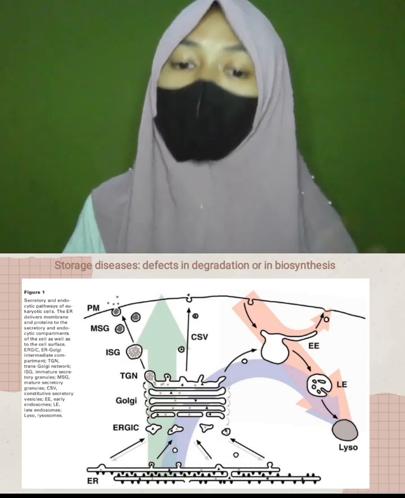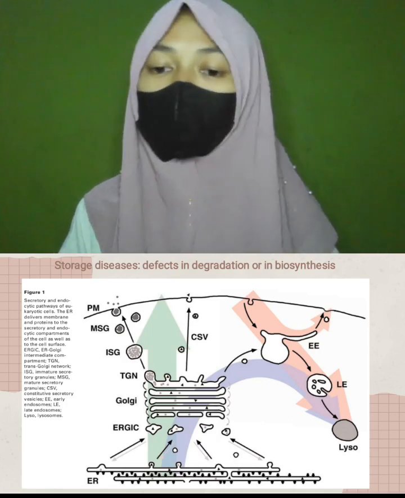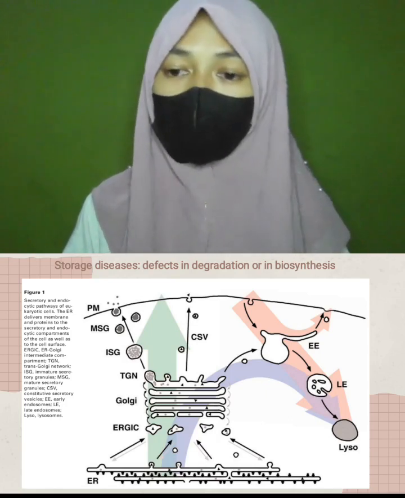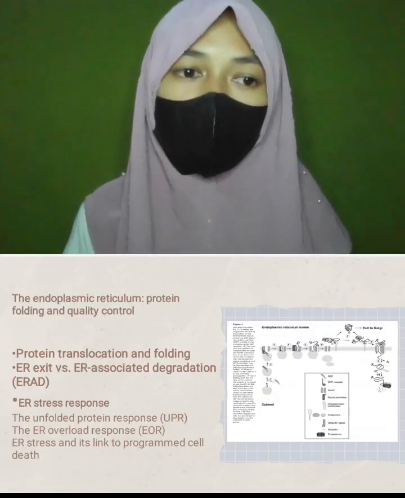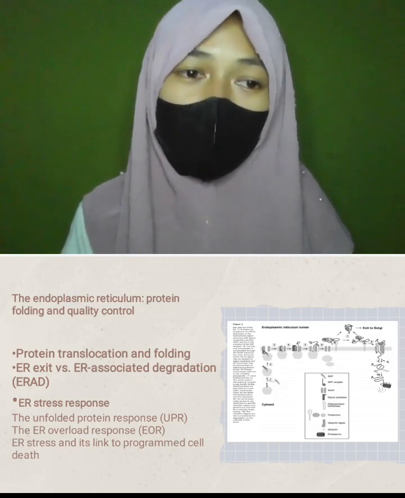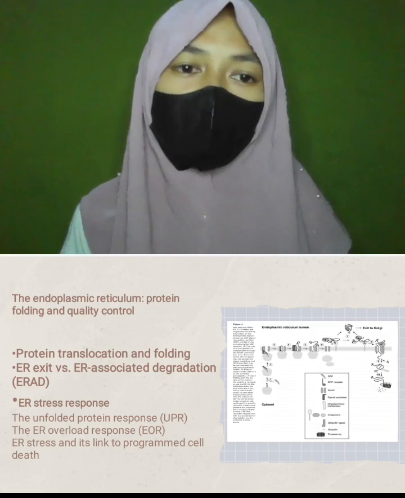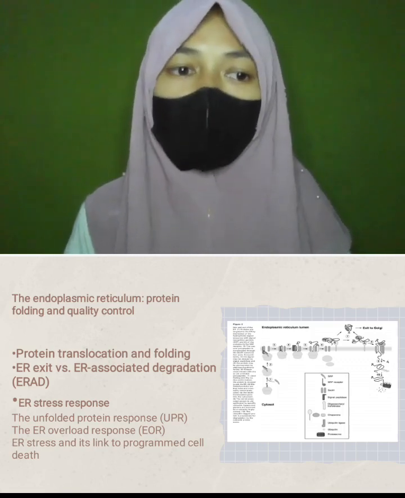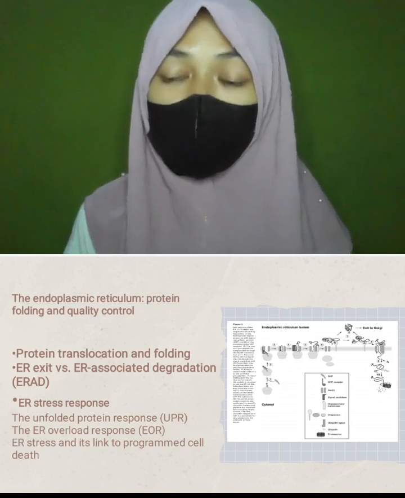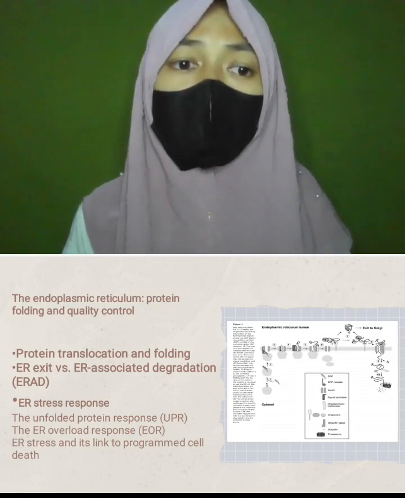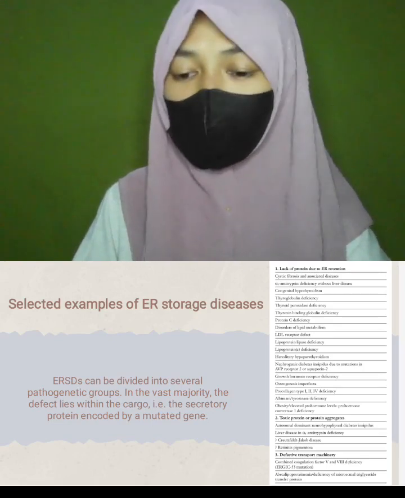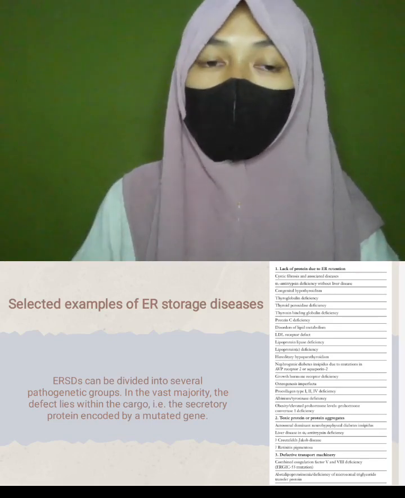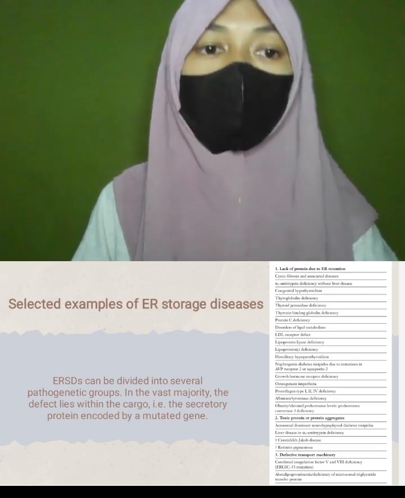In this review, we will discuss disorders, focusing on some clinically relevant examples. So, in the endoplasmic reticulum, there is activity taking place: the protein translocation and folding, ER exit versus the ER-associated degradation, ER stress response, the unfolded protein response, and ER overload response, and ER stress and its link to programmed cell death. So, let's proceed to the selected examples of ER storage disease. These are the examples of the diseases of ER storage.